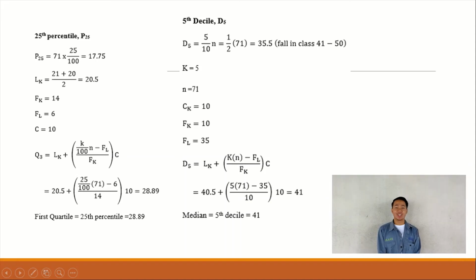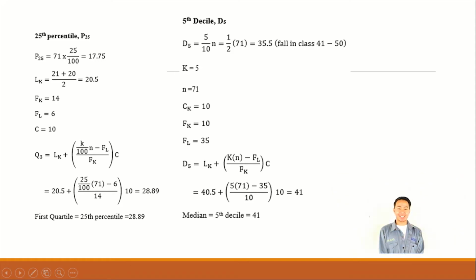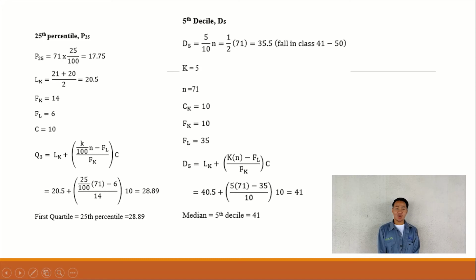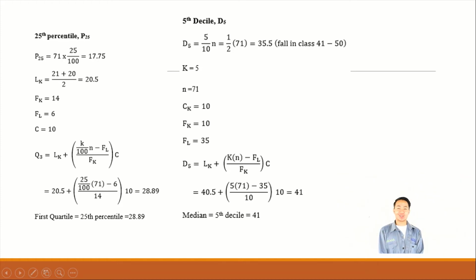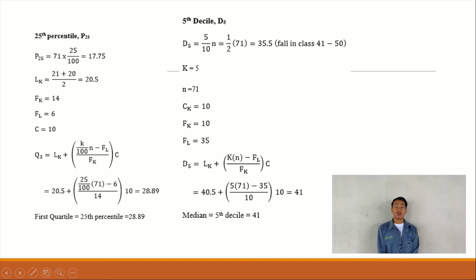Now we go to the 25th percentile, P25. The formula is the same as for the first quartile, just change to k over 100 times n. So we get the value 70.75. And for the 25th percentile, we get the answer 28.89, which is the same as the first quartile, 28.89.